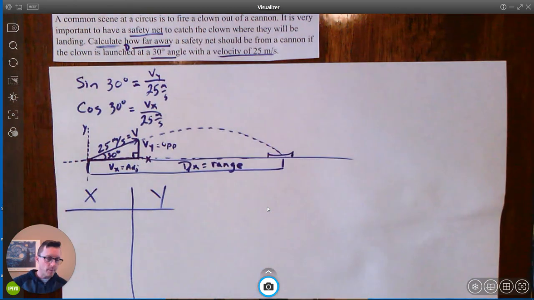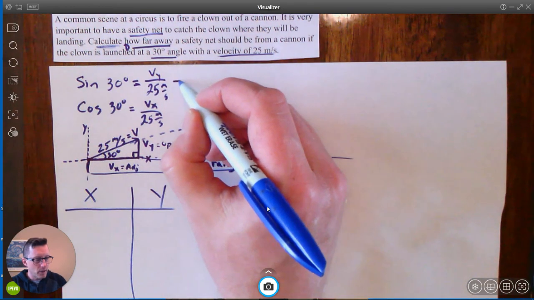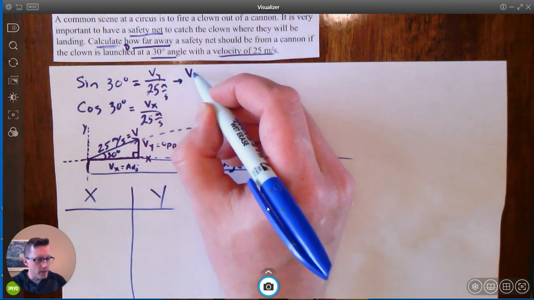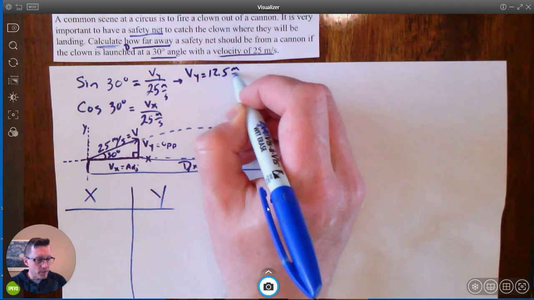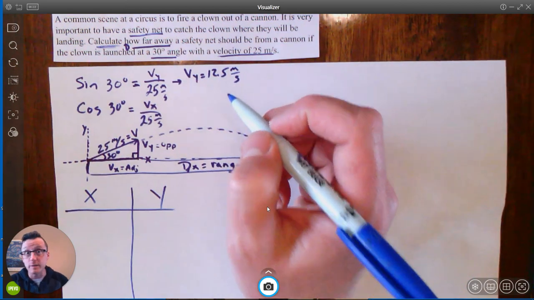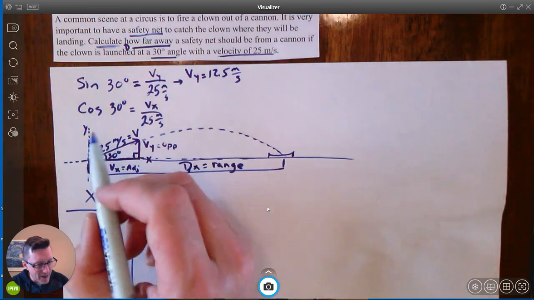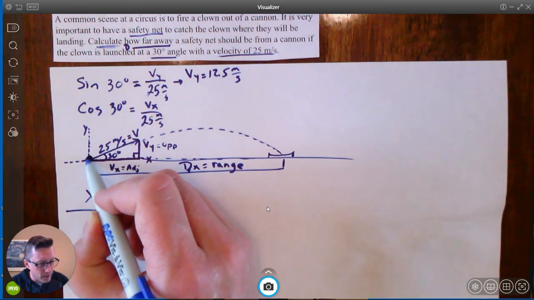So I grab my calculator, and make sure it's in degrees mode. We don't want radians for this one. 25 times sine of 30 is my first calculation. And I get that the Vy is 12.5 meters per second. So that's velocity in the up and down direction. Well, where is that? That's actually right at the beginning.